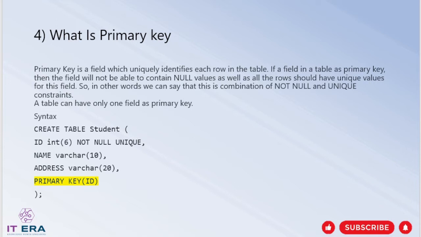A table can have only one primary key. It can be a combination of multiple columns. The syntax is: create table student, and we can mention the column names. At the end, we can mention the primary key and the particular column.